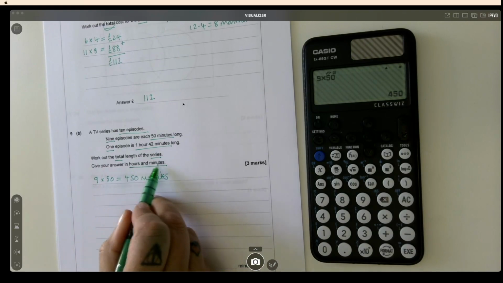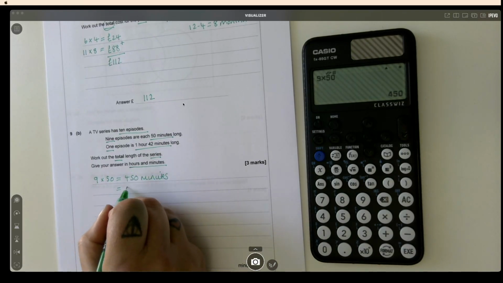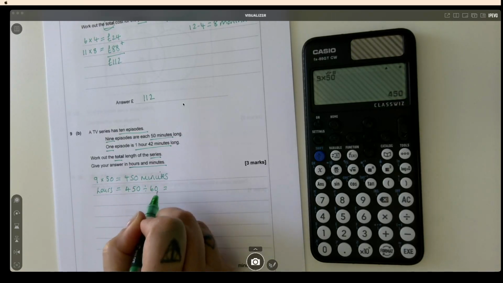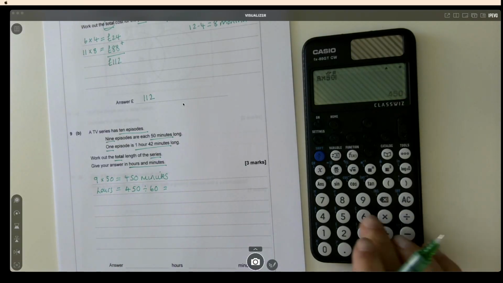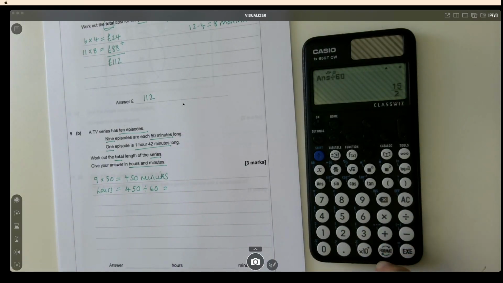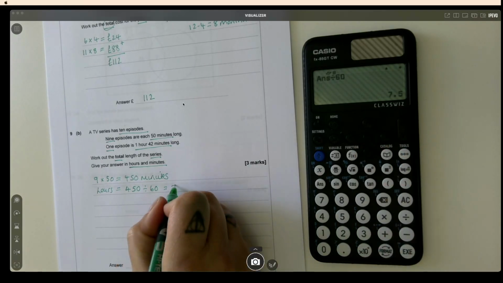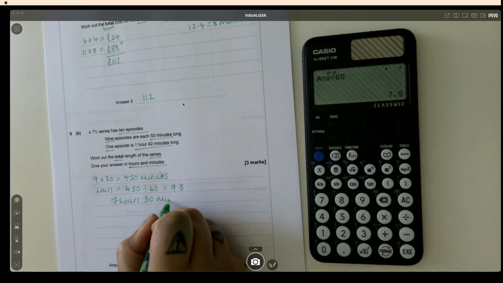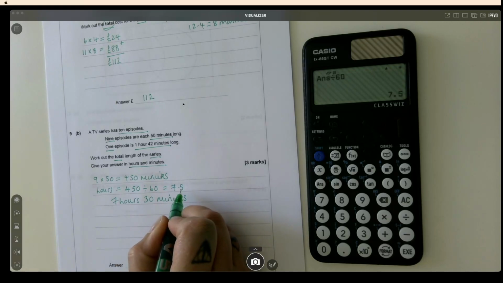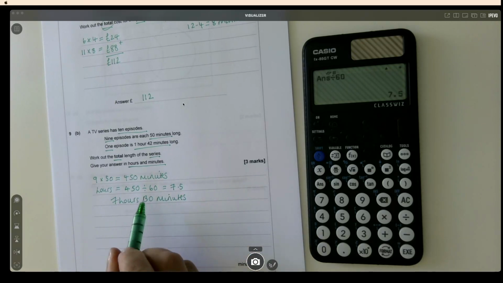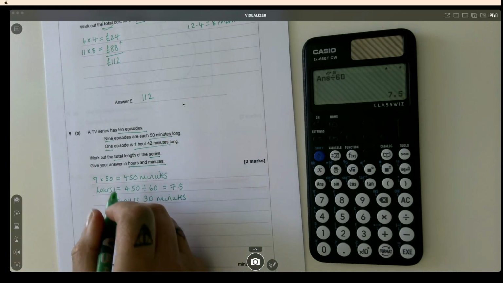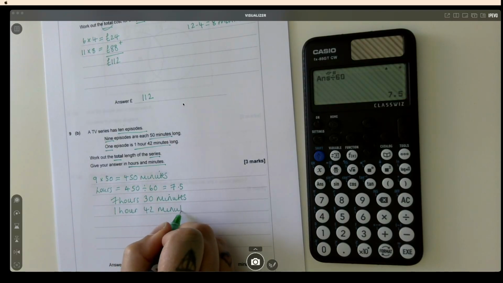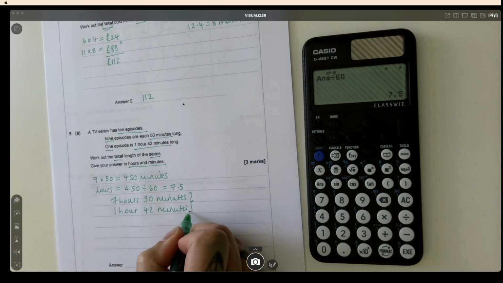Now our answer says it wants hours and minutes, so we're going to do 450 divided by 60, because there are 60 minutes in an hour. So if we divide that by 60, we get 7.5. So that's 7 hours, 30 minutes, because 0.5, half of an hour, is 30 minutes. So 7 hours, 30 minutes for the first 9 episodes. And then that one episode is 1 hour and 42 minutes long.